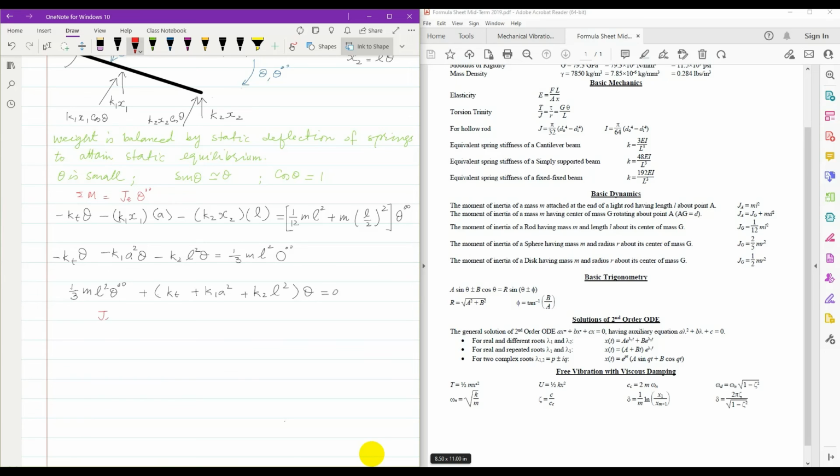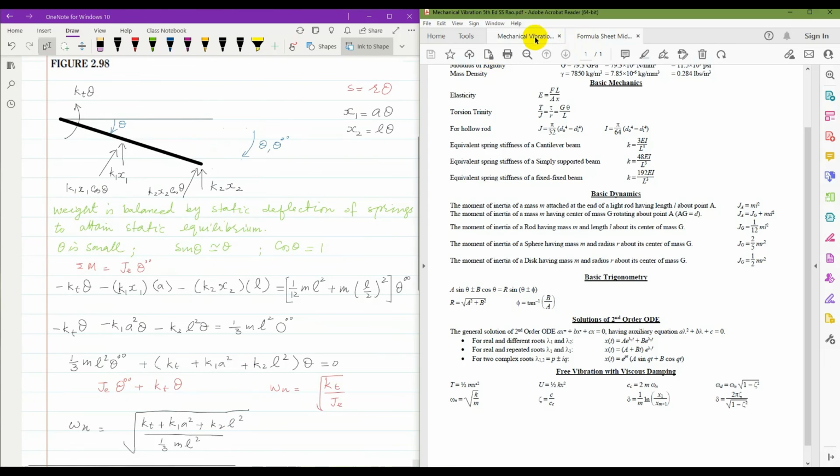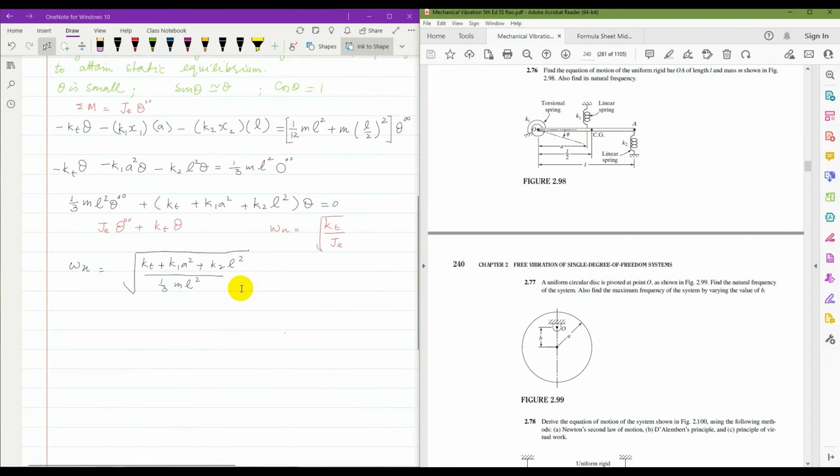The equation of motion becomes J equivalent theta double dot plus the coefficient times theta equals zero, and the natural frequency is the square root of the coefficient of theta divided by the coefficient of theta double dot. So the natural frequency of the system will be the square root of Kt plus K1 a squared plus K2 L squared over a third m L squared. That is the natural frequency of this system. Thank you very much for watching.